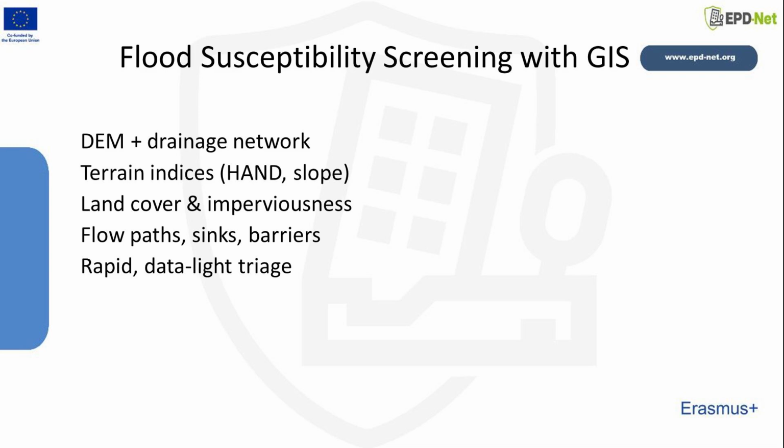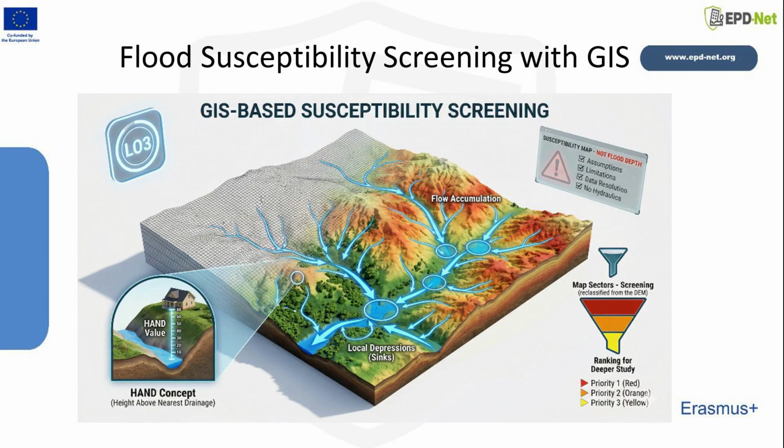This is not a replacement for hydrodynamic simulation, it is triage. It lets you rank areas for deeper study and it helps communicate where structural measures and NBS might be most effective. Quality control matters here. Resolution, sinks, and drainage enforcement can change patterns dramatically. Good practice is to present screening outputs as susceptibility, rather than flood depth, and to pair the map with a clear statement of assumptions, data sources, and known limitations.